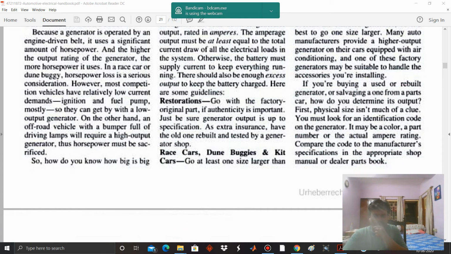So if you are buying a used or rebuilt generator, or salvaging one from another car, how do you determine the output? First, physical size is not a clue. A physical size will not give you much idea. So what do you have to look for? You have to look for an identification code on the generator. It may be a color, a part number, or the actual rating of the generator, that is the actual ampere rating. So compare the code to the manufacturer specification in the appropriate shop manual or a dealer part book. So these are some guidelines.